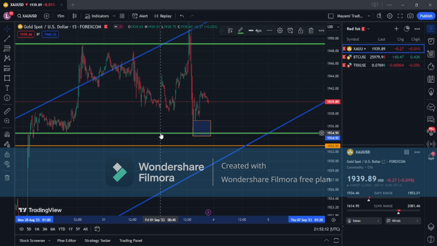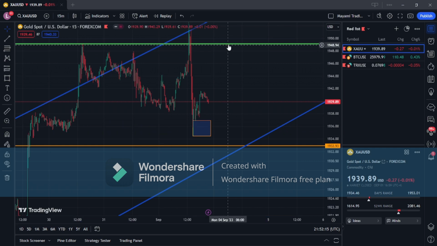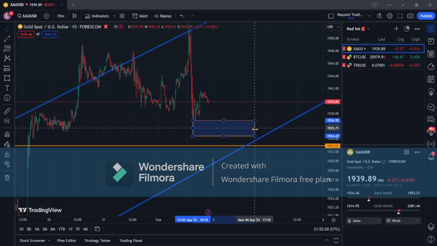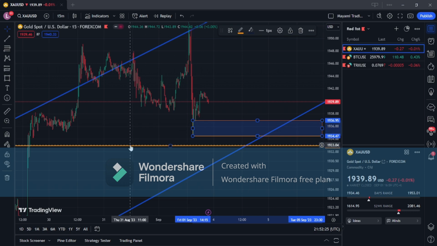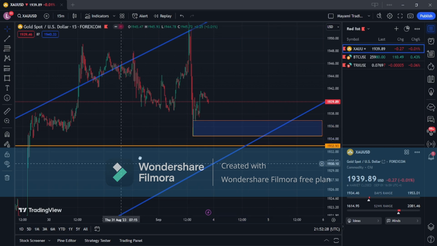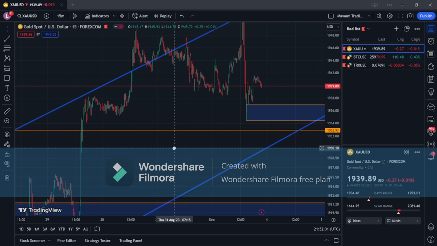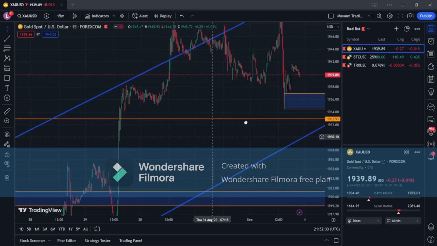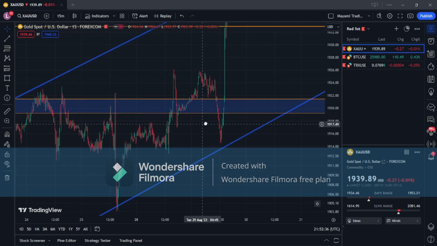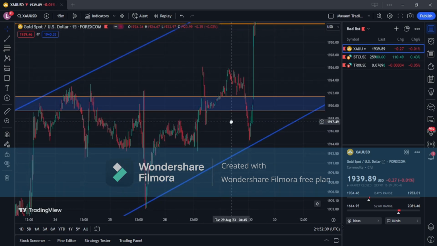I'm going to take this off. I'm going to keep this because I'm trading this zone once the market opens, which is going to be pretty soon. So I'm going to leave that up there. I want to look for another support and resistance level. This is one support level.